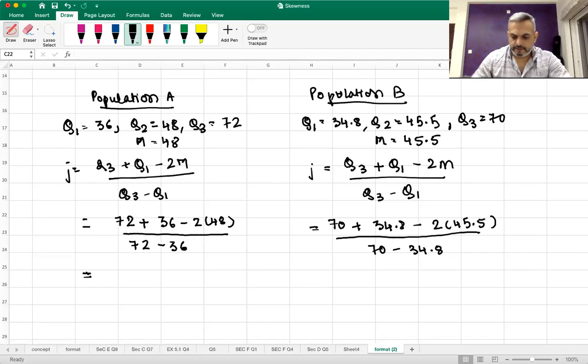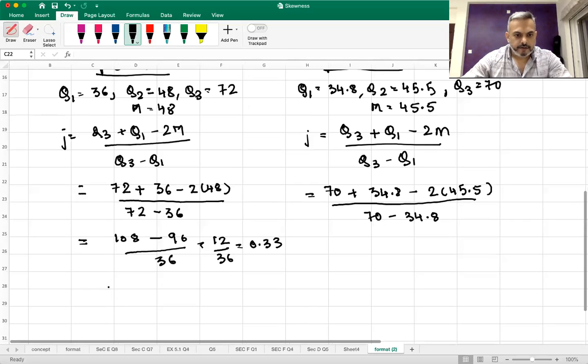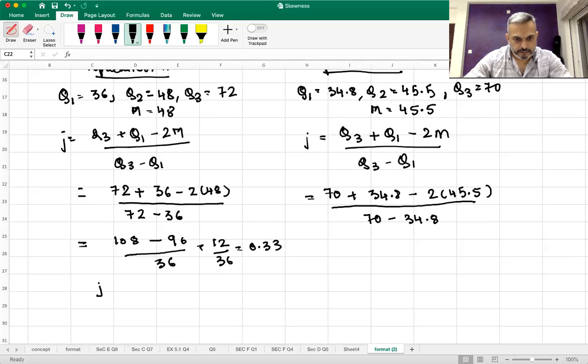72 plus 36 is 108 minus 2 into 48 is 96 upon 36 is equal to 12 by 36, which is 1 by 3, so 0.33. So over here, J is equal to 0.33.